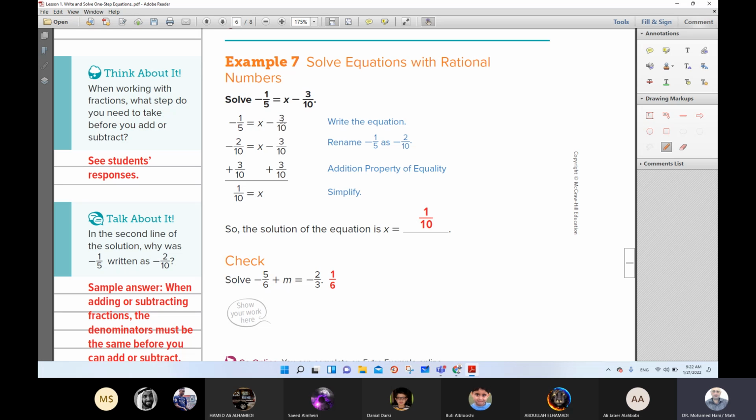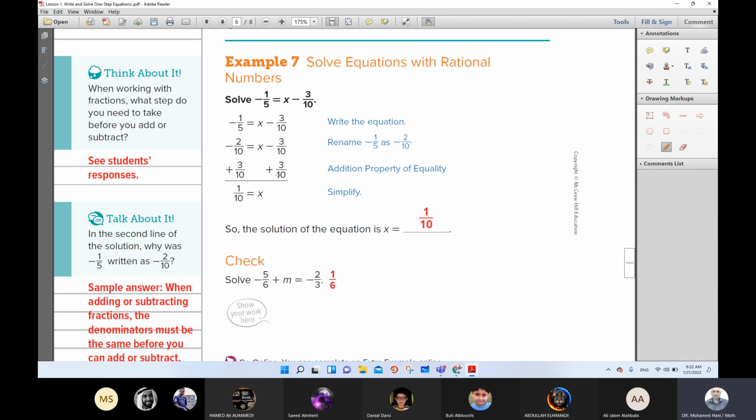Rewrite the same equation. Then we want to remove the fraction from this side to keep the variable alone. We have negative 3 over 10. How to remove negative 3 over 10? You can add the inverse number or the inverse fraction. So we can add 3 over 10. Here we have negative 3 over 10, so we can add the inverse, which is positive 3 over 10.